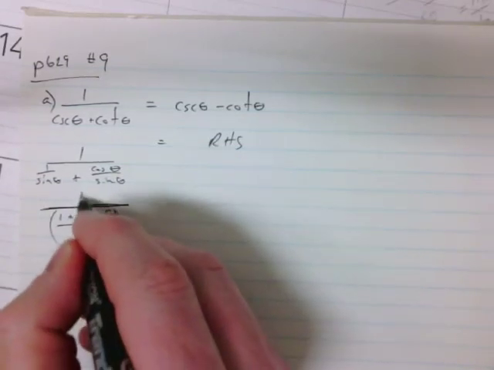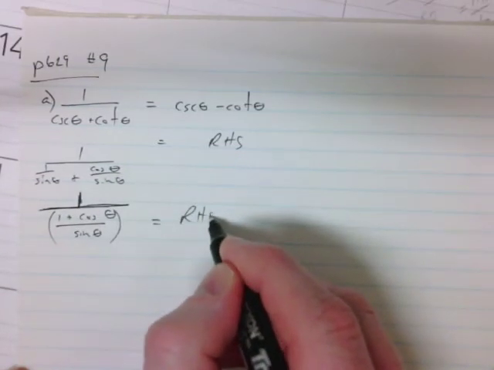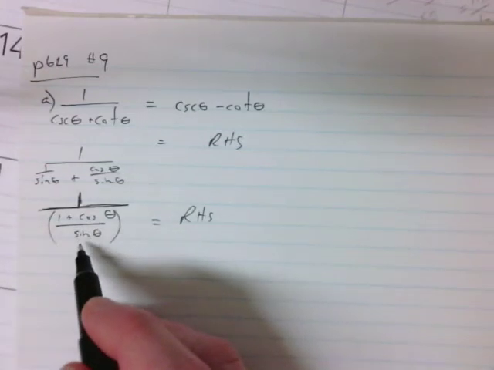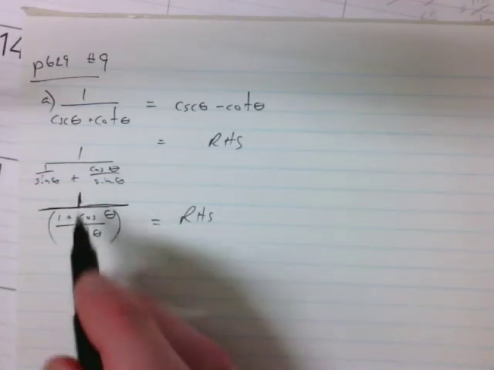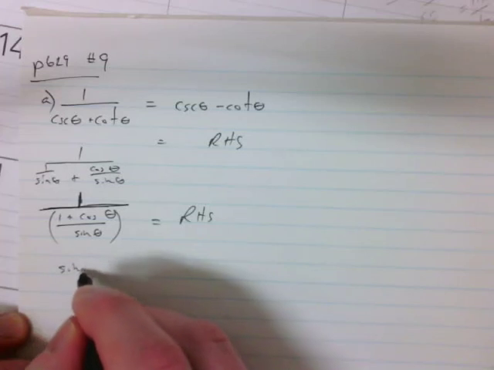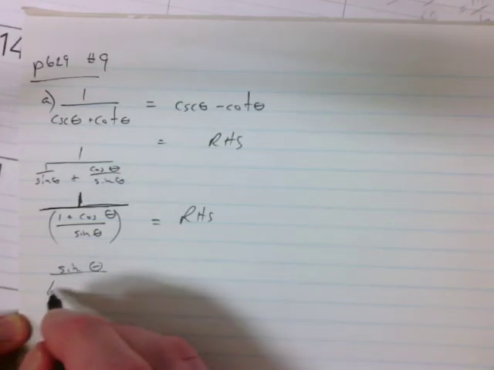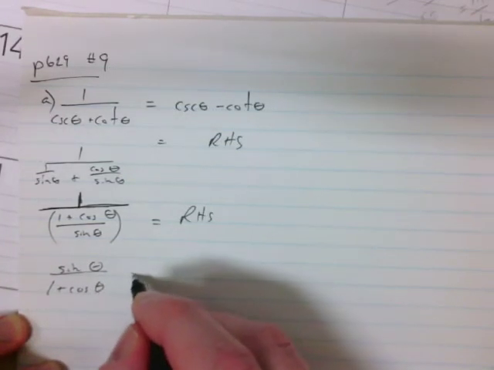So I'm going to flip and multiply, just so I can get rid of this silliness. So it becomes sine of theta over 1 plus cos of theta.